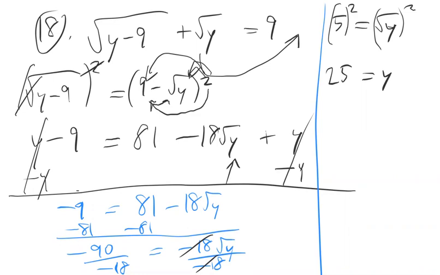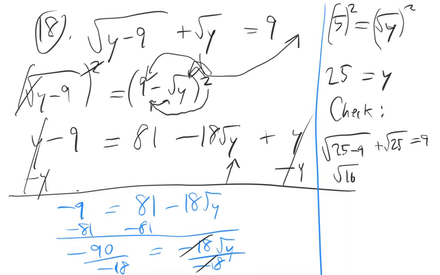So let's go ahead and check this answer. If I plug in the 25 in the original problem, I'll have 25 minus 9 square rooted plus the square root of y again, which would be the square root of 25, equal to 9. The square root of 25 minus 9 is the square root of 16. The square root of 25 is just 5, but the square root of 16 is 4. So you have 4 plus 5 equals 9. So that answer does work. That means you can go ahead and put a box around that answer. So the correct answer is 25.